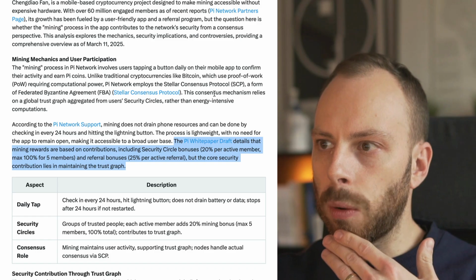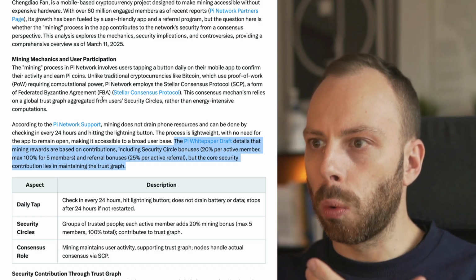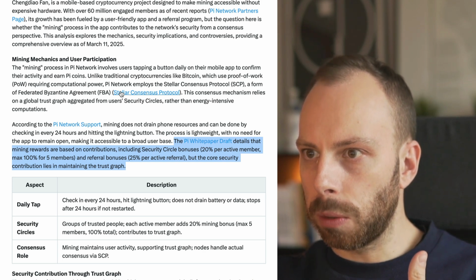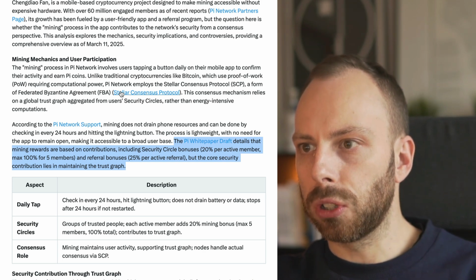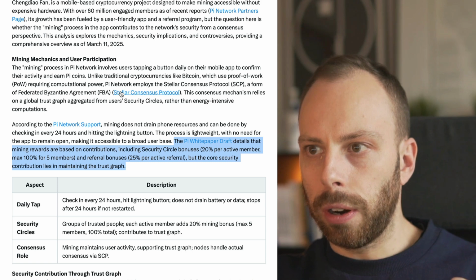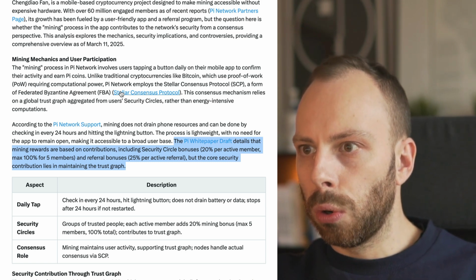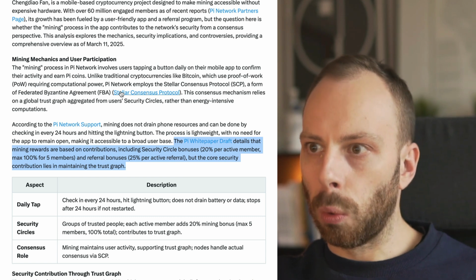they had a referral program essentially that I don't have the exact specifics of, but what it does say here from the white paper draft details is that mining rewards are based on contributions, including security circle bonuses. So 20% per active member, max 100% for 5 members. So you're clicking the button every day. You're essentially earning an airdrop. If you have 5 people that are active, you're doubling the rewards that you're getting.